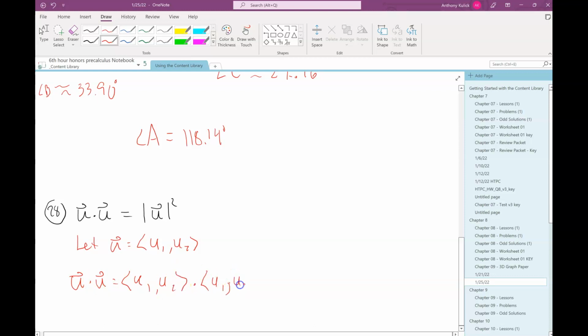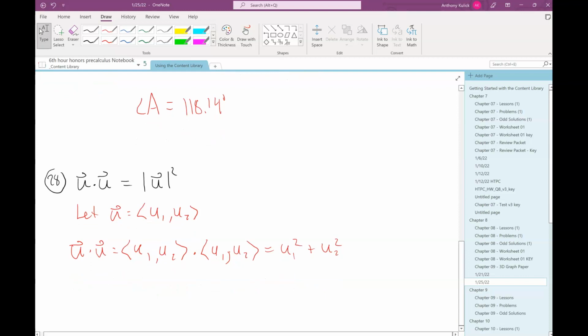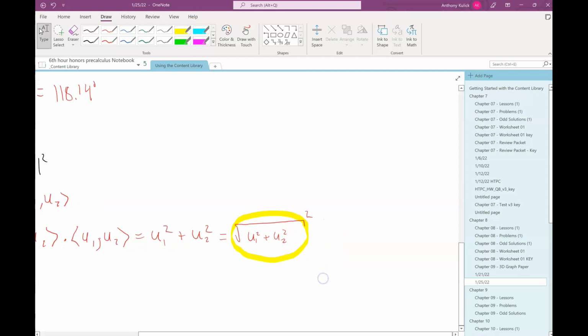So u dot u is the same thing as u1 u2 dot u1 u2. When I apply my formula for dot product, I get u1 times u1, or u1 squared, plus u2 times u2, or u2 squared. Here's the tricky piece. u1 squared plus u2 squared is the same thing as the square root of u1 squared plus u2 squared, all squared. And the reason I needed to do that is this is my definition for the magnitude.